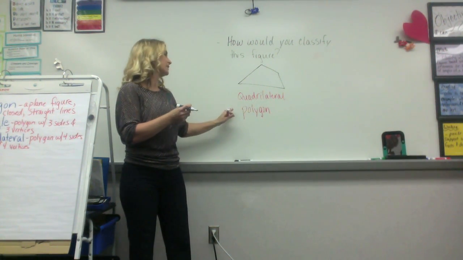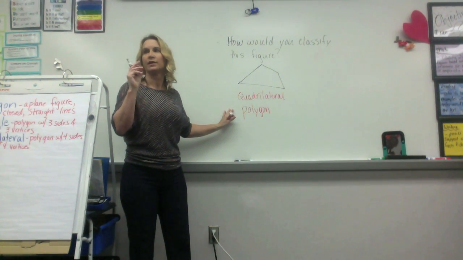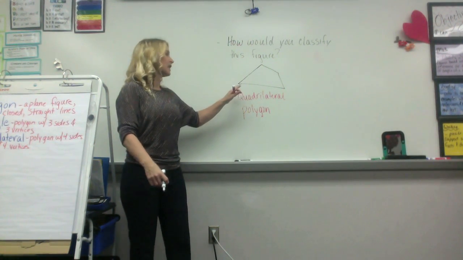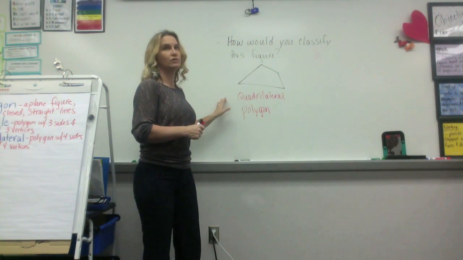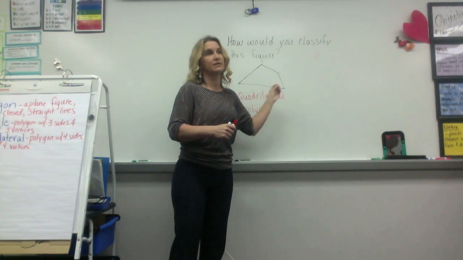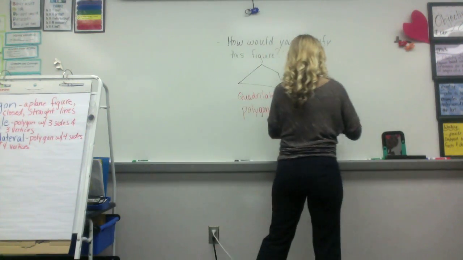Any reason why we classified it as a polygon? What makes it a polygon, Haley? Because it has straight lines and it's closed. It has straight lines and it's closed. Quadrilateral and polygon. The polygon tells us the straight sides and that it's closed as a polygon. So I want to draw a couple more figures.